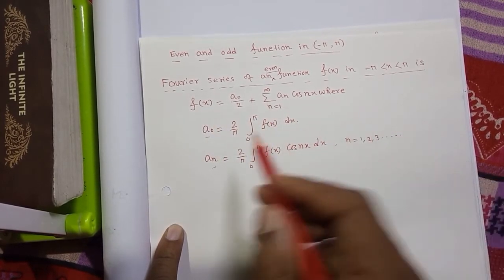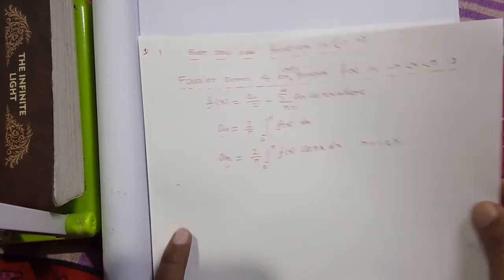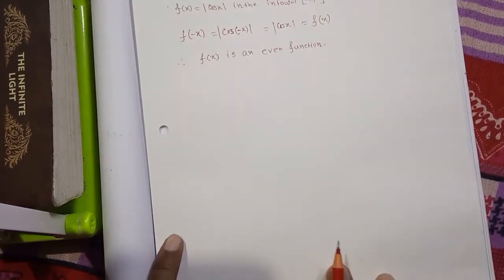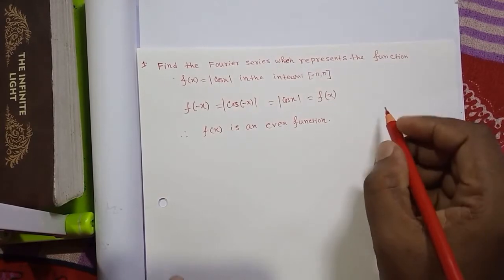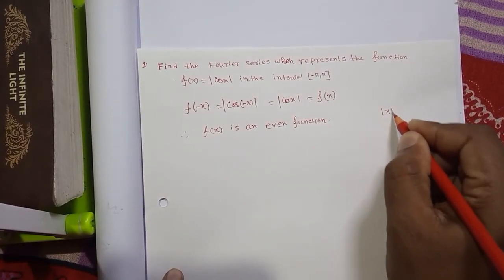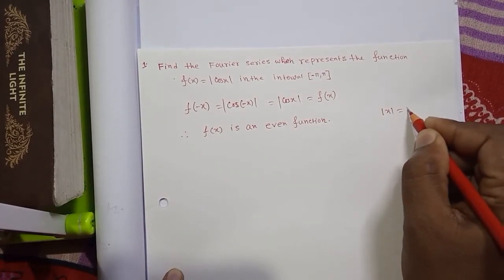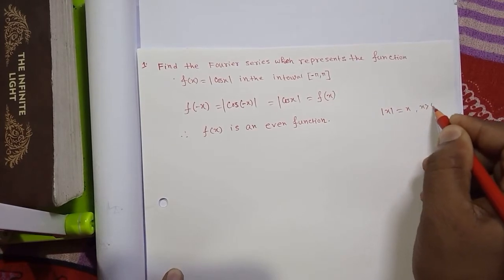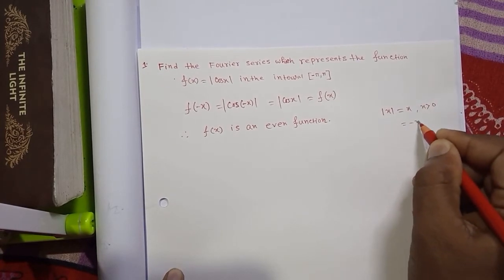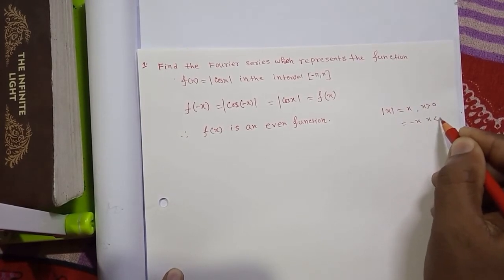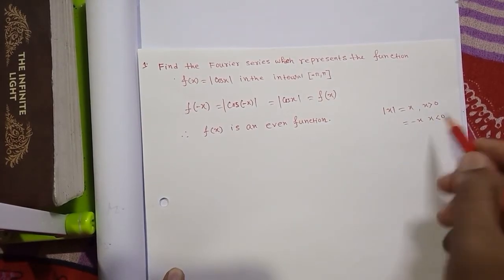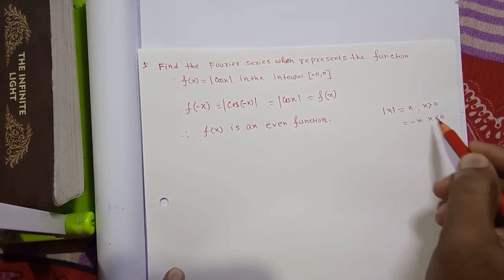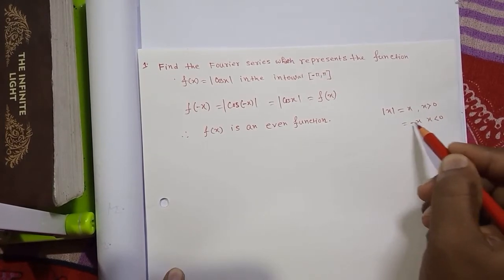First we show that mod of x, we know mod of x is equal to x for x greater than 0 and equal to minus x for x less than 0. Mod x always gives a positive value. Where it is positive it stays positive, where it is negative it becomes positive.